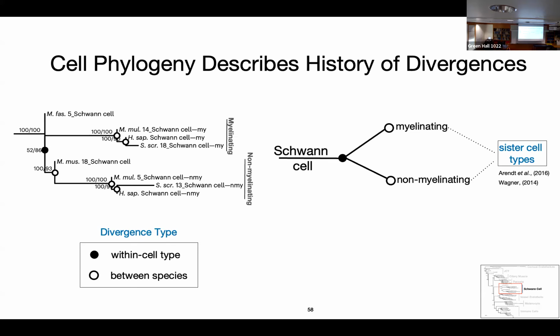The black node is a within cell type divergence, an ancestral Schwann cell type program split into the myelinating and non-myelinating subclades, but the white nodes are divergences that happen with speciation events. So the sister relationship between myelinating and non-myelinating Schwann cells suggests that they are sister cell types, which is a similar concept to sister groups on a species phylogeny.